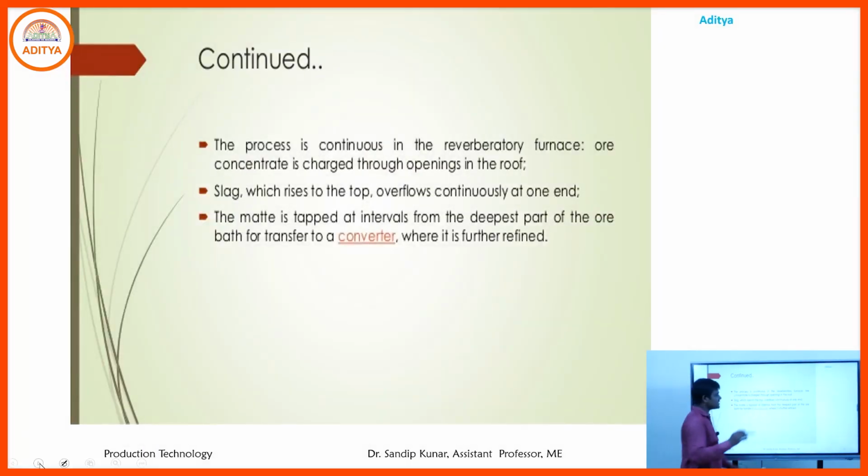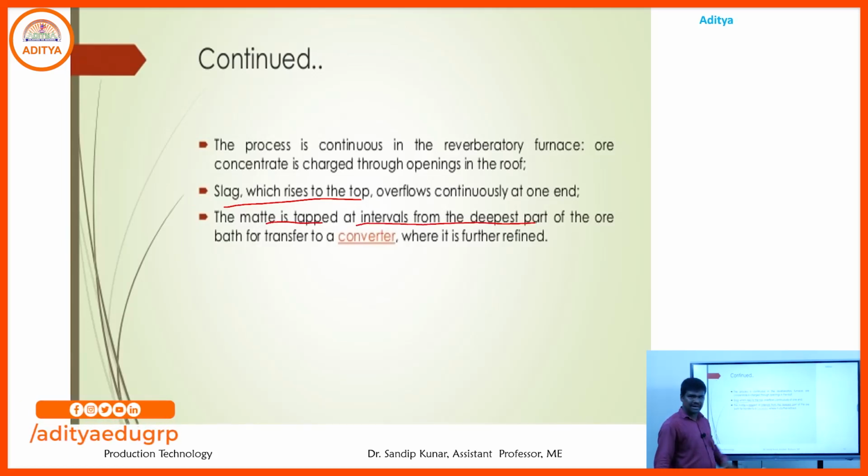This process is continuous in the reverberating furnace, and also the concentrate is charged through the opening in the roof. Through the roof bunks, we put the metal scrap for the continuous melting process in that furnace. Slag, or impurities, always rises to the top, and the pure molten metal is kept at the bottom of the furnace. It is tapped at intervals from the deepest part and transferred to the converter, where it is further refined if required.